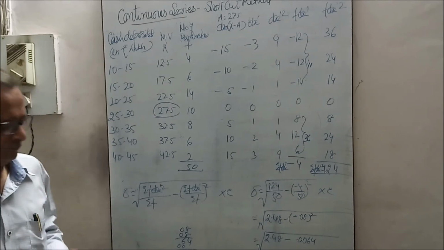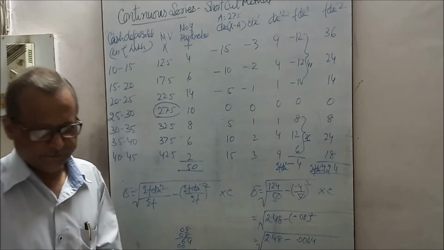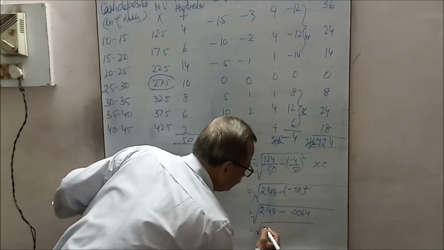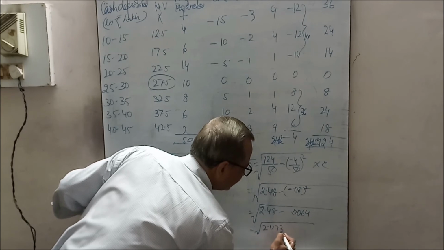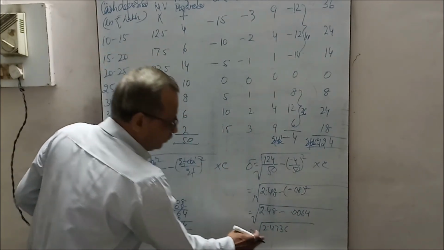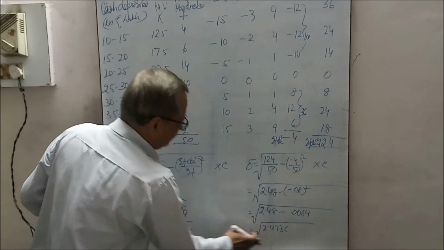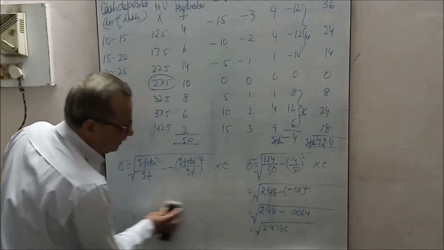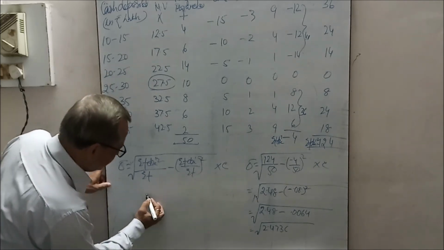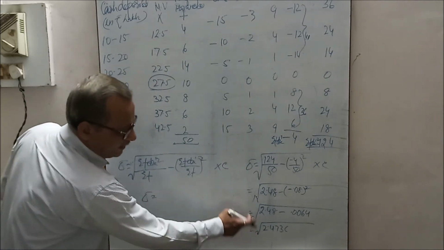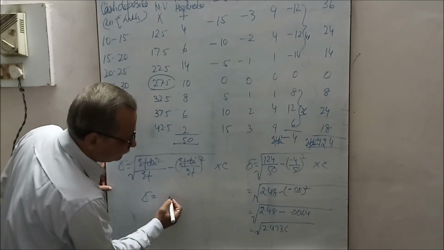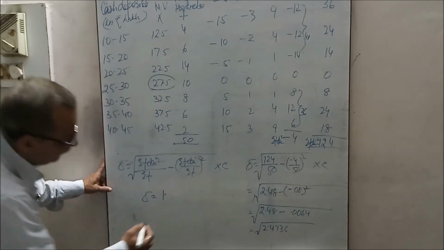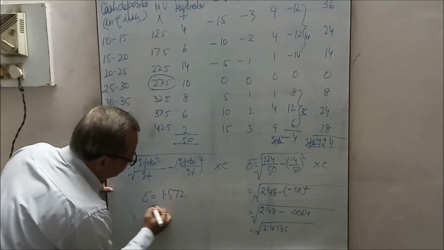Now see, check the calculation. Simplify it. This is 2.4736. Now take the square root, and when it is broken, then you will find standard deviation is equal to 1.572. This is the standard deviation.